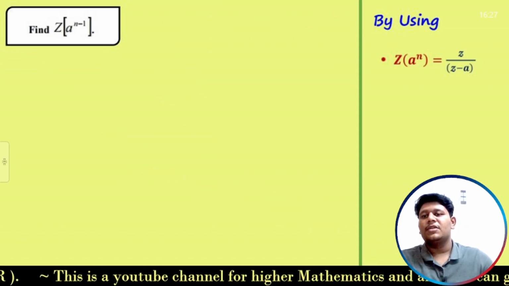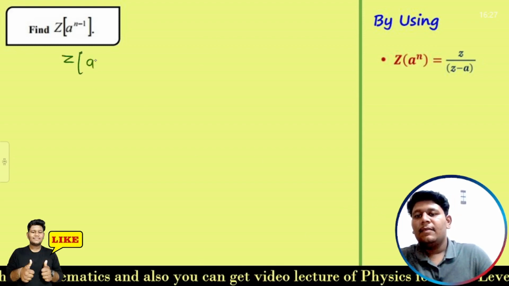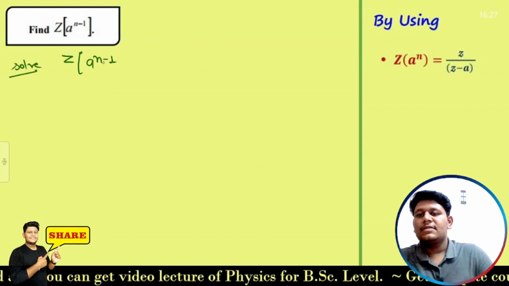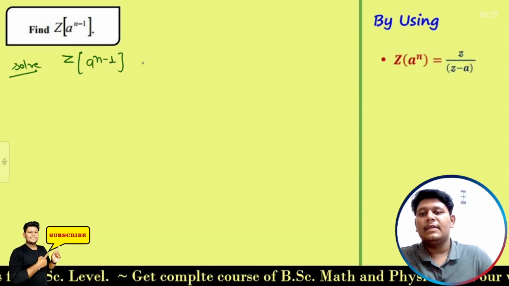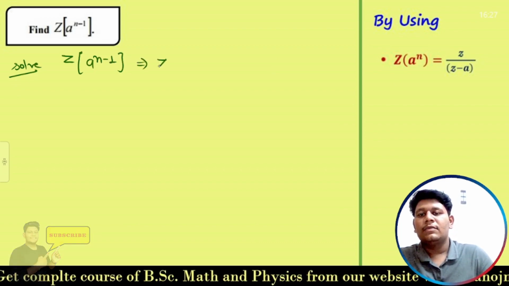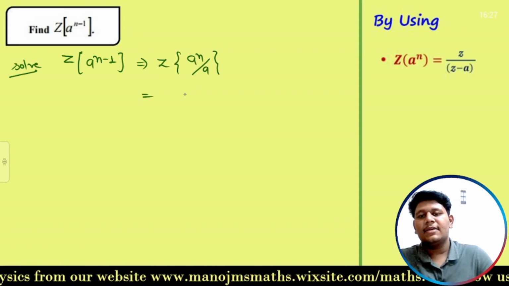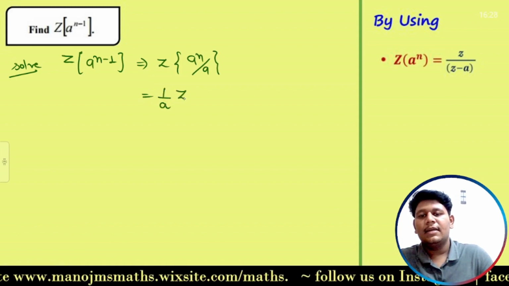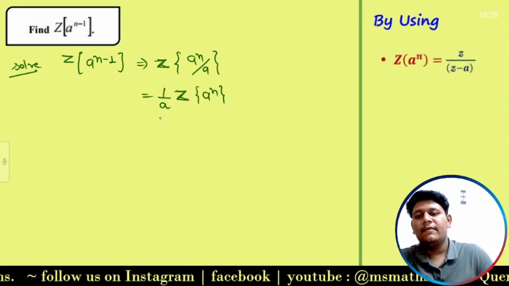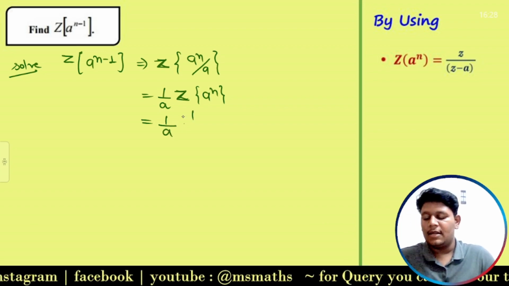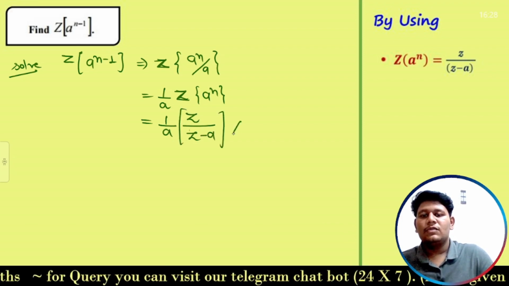Now come to the next question. The next question says, if you have a Z transform like a power n minus 1 upon n, on solving this question by using the same formula again, we can easily calculate. I can write this as a power n upon n. It is a formula: 1 upon a is a constant, I can take it outside, and Z operator, Z transform of a power n, and we know the formula, 1 upon a times z upon z minus a. So this is the answer.